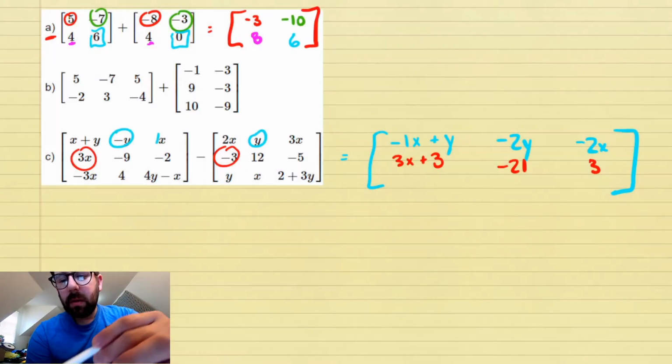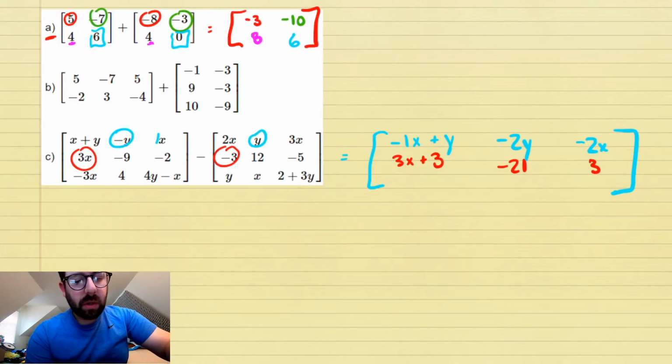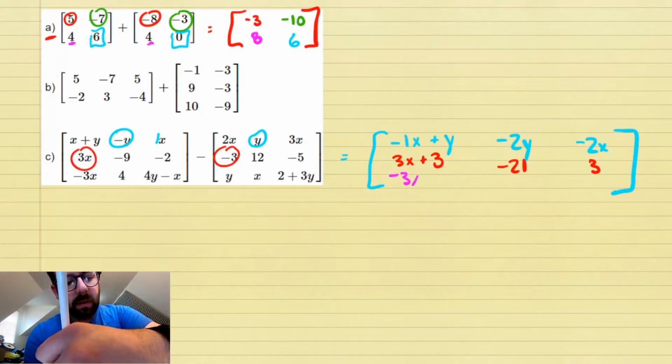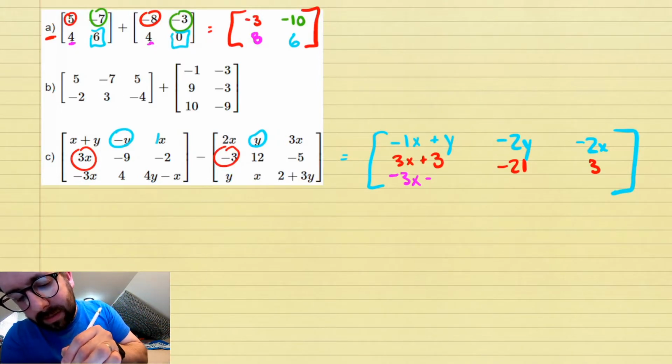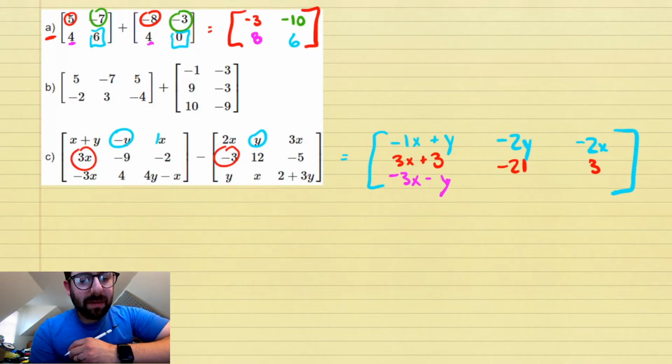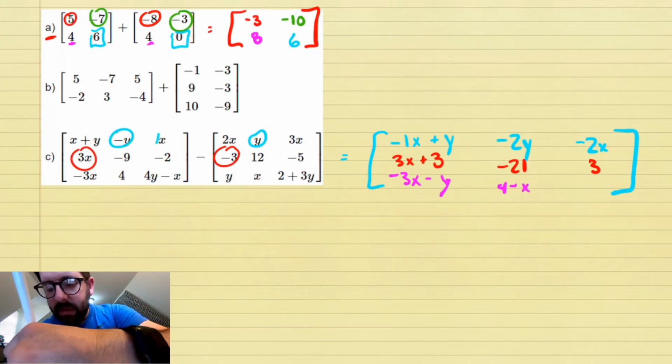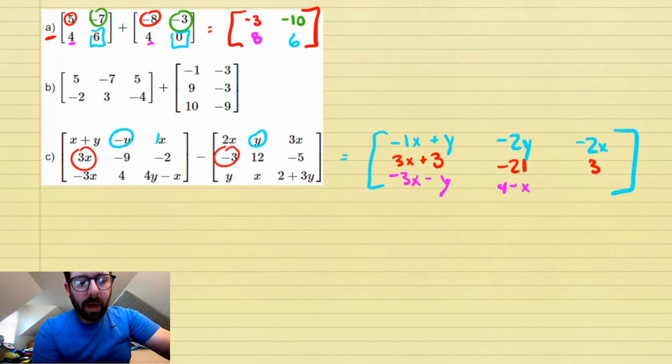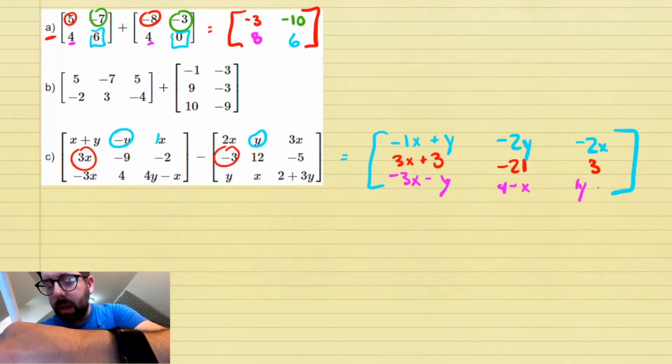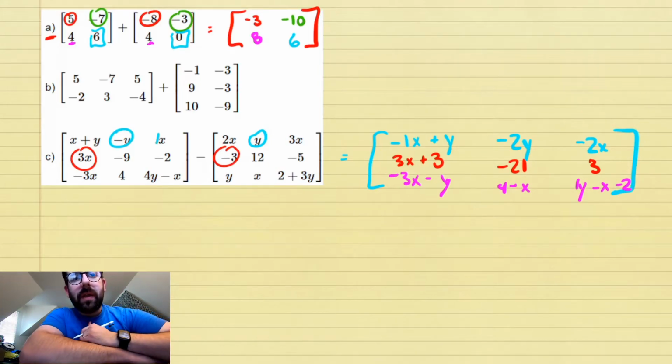I'll switch up the color again. And then the last one, -3x minus y. So we get -3x minus y. Just had to tap the screen. So -3x minus y. Next one is 4 minus x. And the last one is 4y minus x minus a 2 minus a 3y. So I get 4y minus 3y, which is 1y. I have the minus x, and I have the minus 2. And there's every entry. I know that they seem kind of goofy, but we can actually do that.